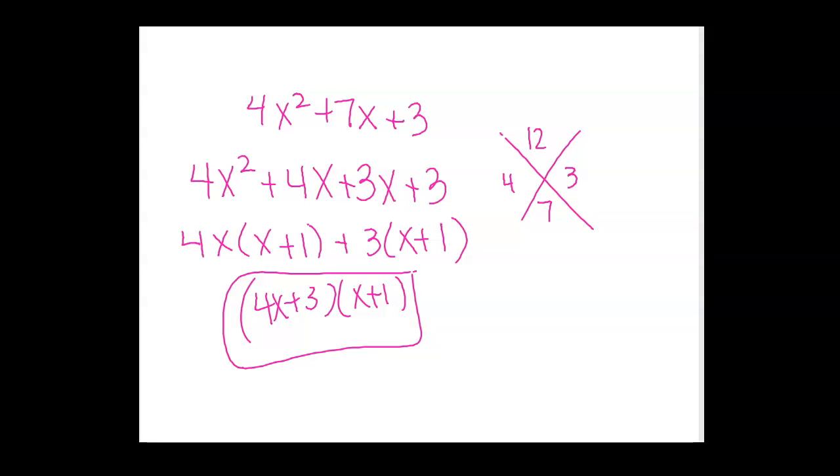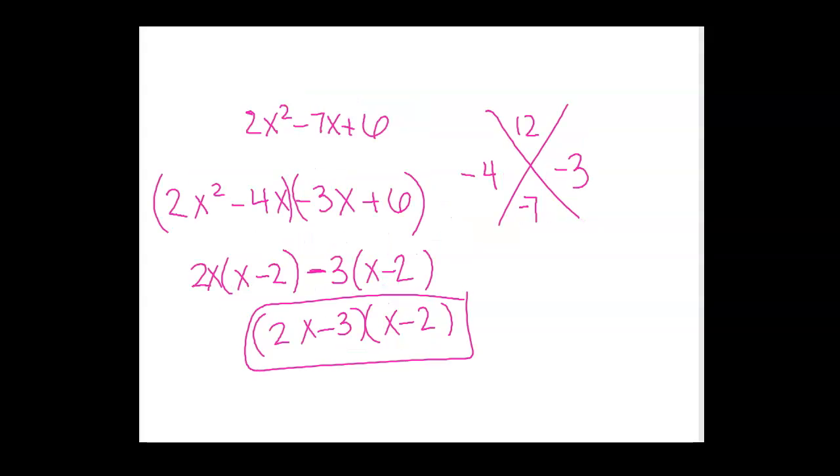Okay, and B, we had 4x squared plus 7x plus 3. So it factored to be 4x plus 3, x plus 1. I feel like everybody got letter C right when I was walking around. So 2x squared minus 7x plus 6 became 2x minus 3, x minus 2.